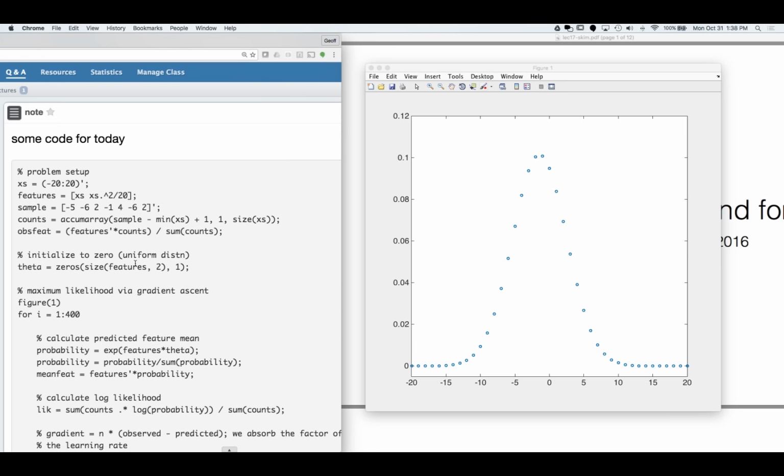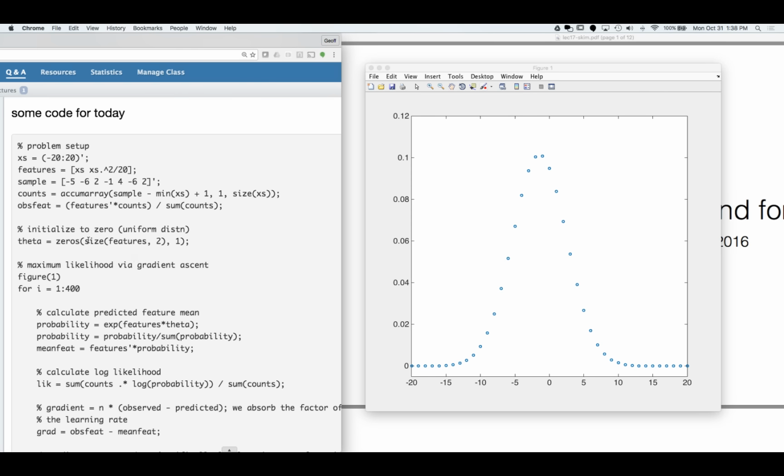All right, now we're going to do maximum likelihood. So we're going to start with our parameter vector at 0, or I guess the 0, 0, the length 2, 0 vector. The reason it's length 2 is because there are 2 features up here.